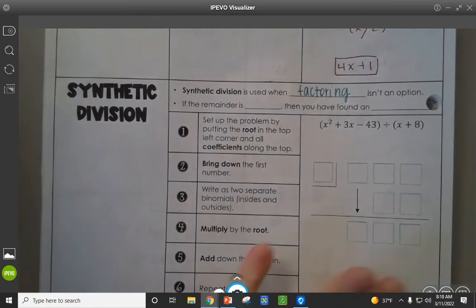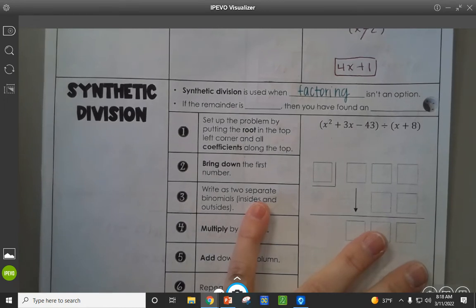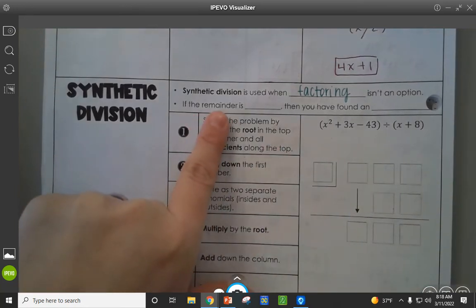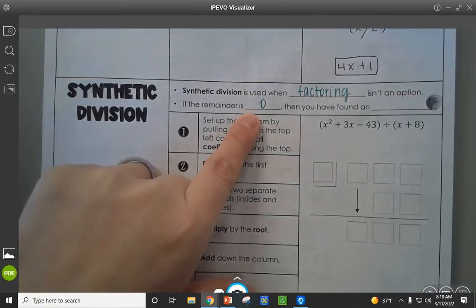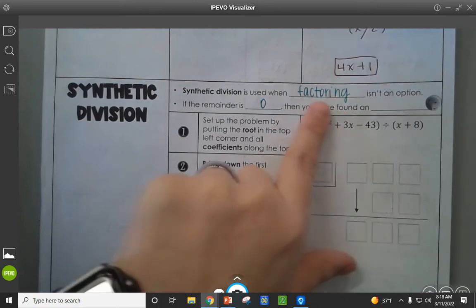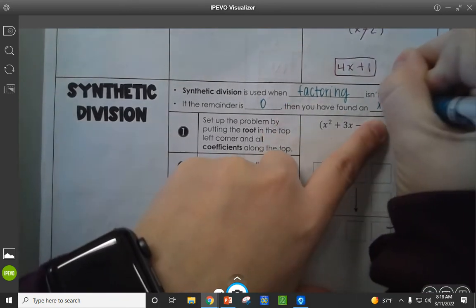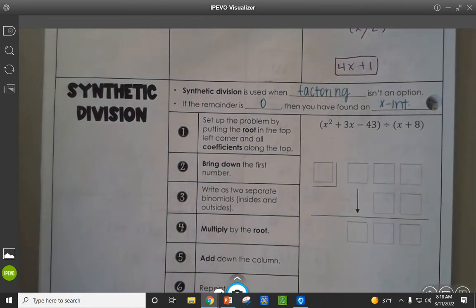And when we do this division, sometimes you will get a remainder. Like when you did long division way back in elementary school, sometimes you had a remainder. But if the remainder is 0, or there is no remainder, that means that what I'm dividing by is an x-intercept. So synthetic division can help us find x-intercepts as well.